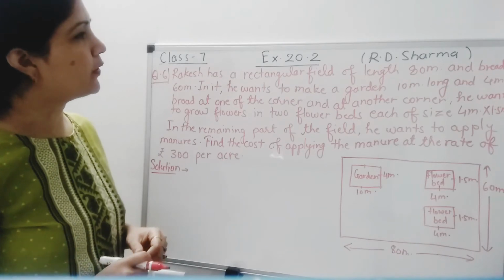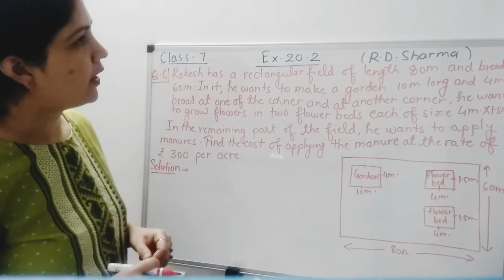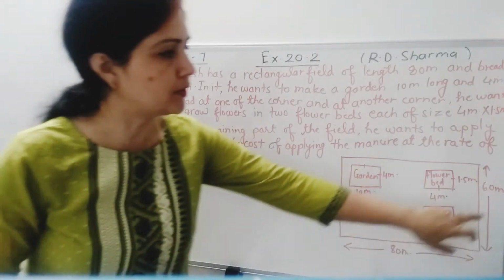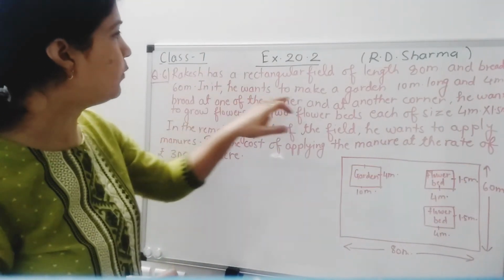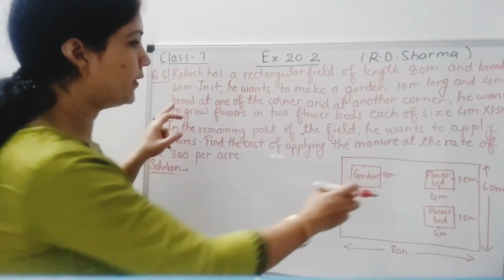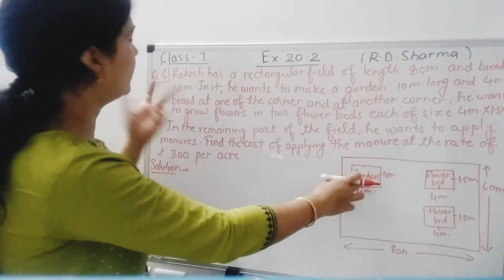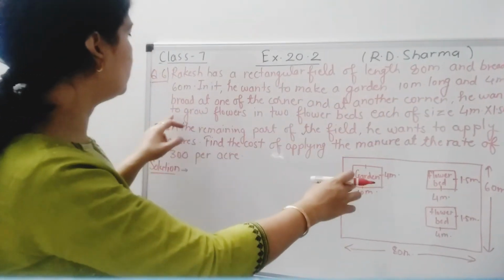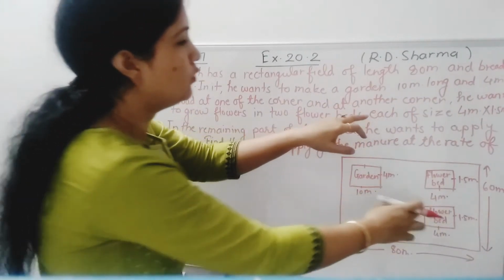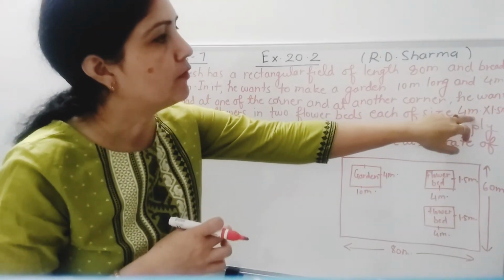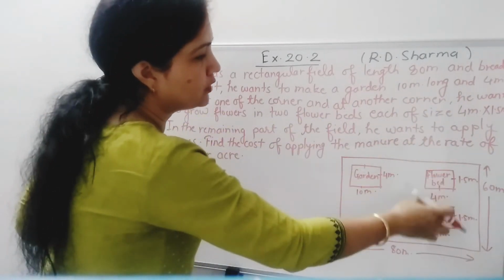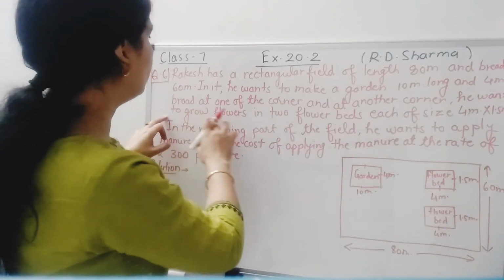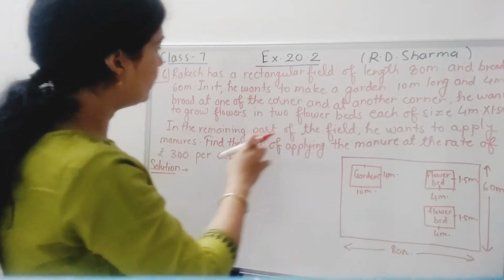Rakesh has a rectangular field of length 80 meter and breadth 60 meter. In it, he wants to make a garden 10 meter long and 4 meter broad at one corner, and at another corner he wants to grow flowers in 2 flower beds, each of size 4 meter into 1.5 meter.